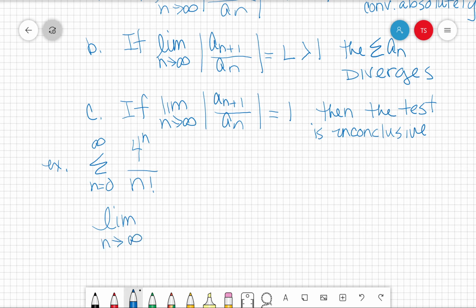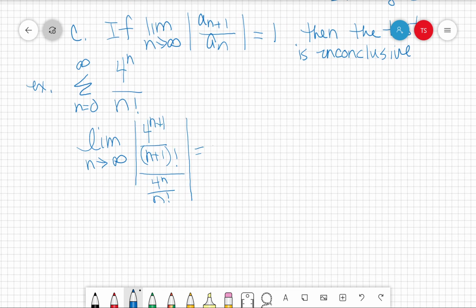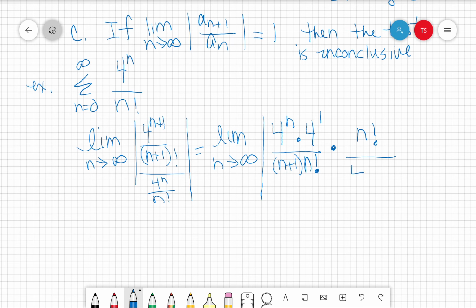So we'll take the limit as n goes to infinity of 4 to the n plus 1 over n plus 1 factorial over 4 to the n over n factorial. And we'll simplify this limit, the limit as n goes to infinity of, we can simplify this as 4 to the n times 4 to the 1 over n plus 1 times n factorial, and then we're going to multiply by the reciprocal of the denominator, n factorial over 4 to the n.